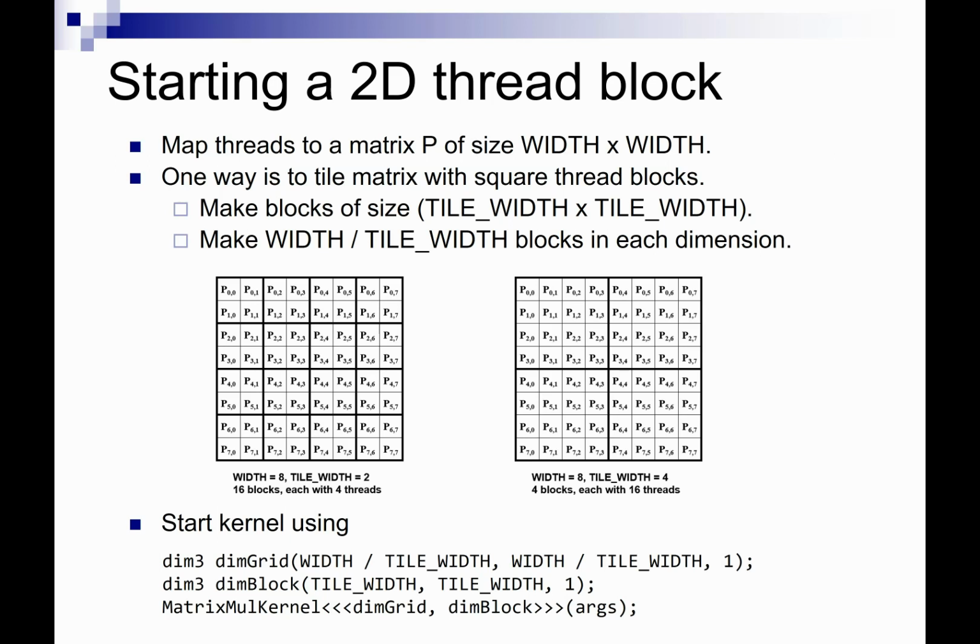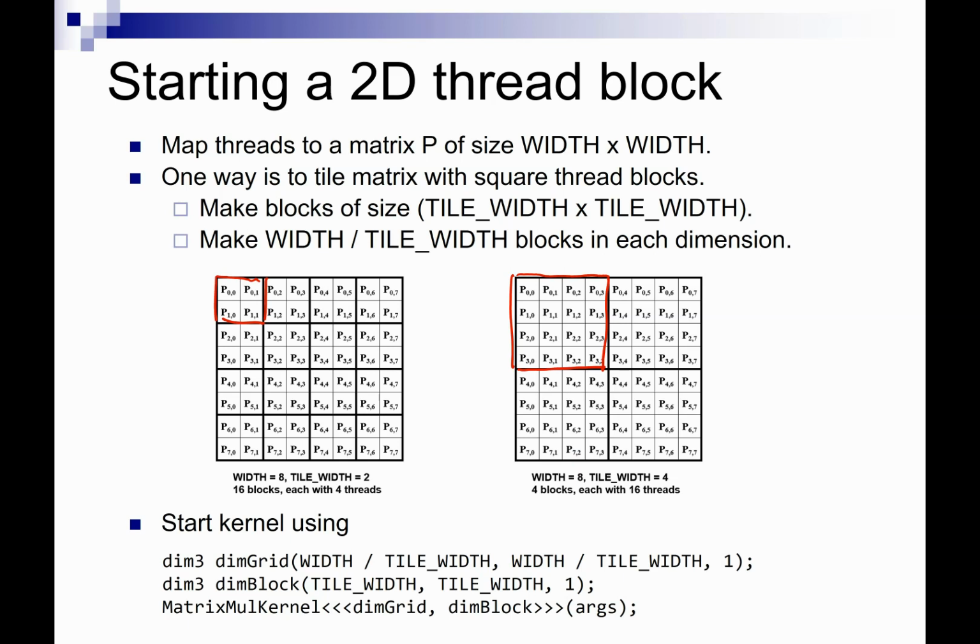Then we're going to make blocks where each block has size tile width by tile width. For example here, we're going to have these 2 by 2 blocks, so tile width is going to be 2. You could also tile this matrix with bigger 4 by 4 blocks. If you use these 2 by 2 blocks, then you're going to have 4 blocks in the x and the y directions. And if you use tile width 4 here, then you need two blocks in the x and y directions.